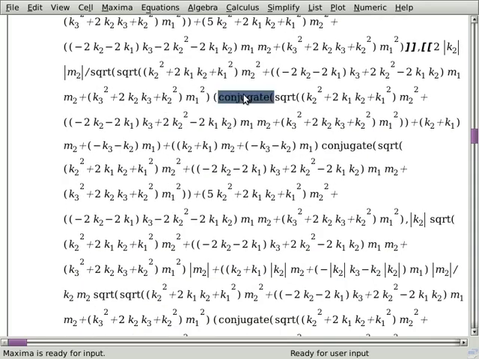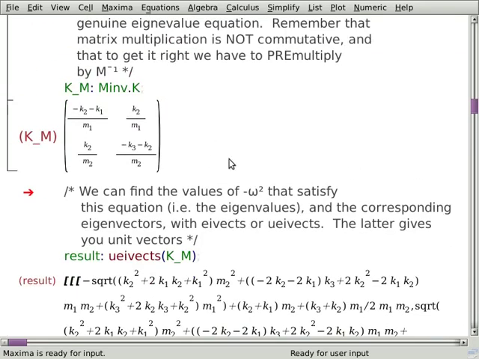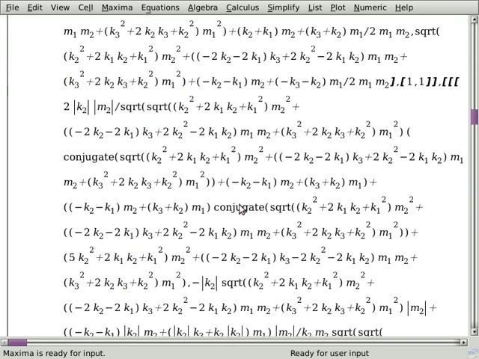In fact, notice the word conjugate in here. Oh my goodness, it's giving me complex numbers as answers. Actually, that's okay, because remember, we had I's in our equations that went in. They don't show up here, but they were there in the equation, so we can handle complex results. So the fact that there's a conjugate, that's okay, which means if I take square roots of negative numbers, that's okay. It's a complex equation.